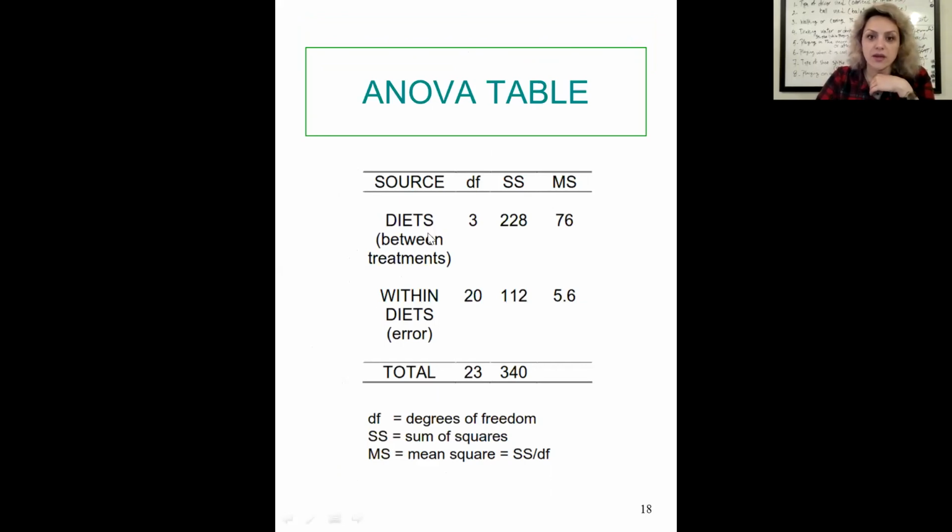So here, that is between treatments. It would be 3, sum of squares is 228. And then for within treatments, degree of freedom is 20, sum of squares is 112. So you can switch these 2 columns as well. We call it the ANOVA table for the between treatments and within treatments. And we can find out the mean square, and then we find out the F value for it.